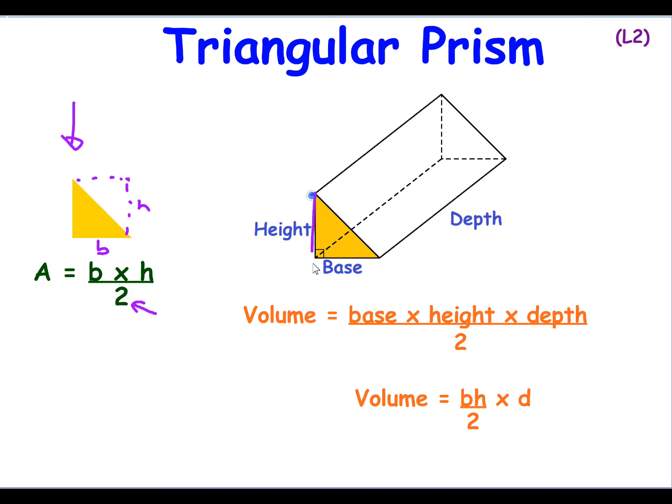You work out the area of the triangle that's facing you and you multiply it by that third dimension, which is depth. So just like our area of our triangle here, we're multiplying it by the third dimension. So it can look like the base times the height times the depth, all divided by 2.